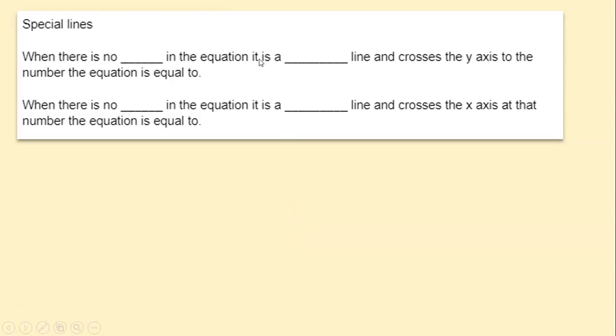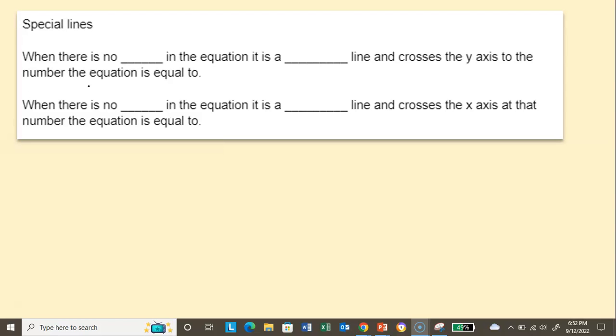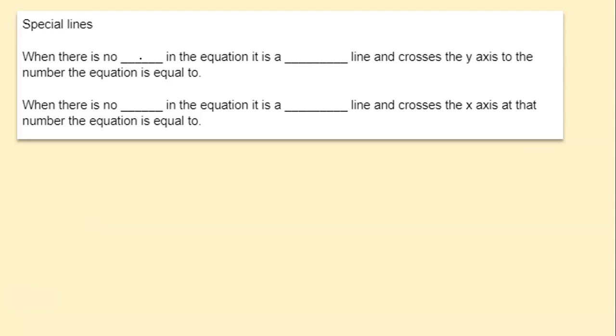Okay. Now let's look at these special cases. When there is no x in the equation, it is a horizontal line and crosses the y-axis at the number the equation is equal to. When there is no y in the equation, it is a vertical line that crosses the x-axis at that number the equation is equal to. So let's look at some of those examples.